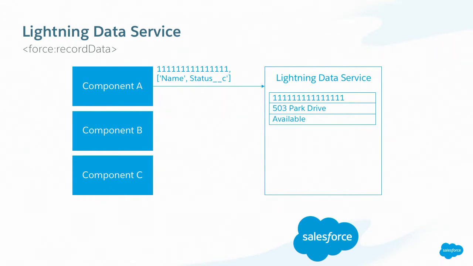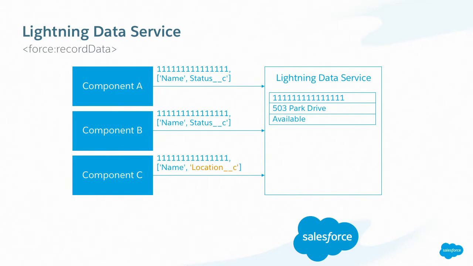Now, the second component is going to need the same fields. At that point, the Lightning Data Service works as a cache. It's going to give you these values without any trip to the server, and you have nothing to do. Now, the third one also needs record data, but slightly different fields. Maybe it still needs the name, but in this case, that looks like it may be the map, so it needs another field, the location of that component.